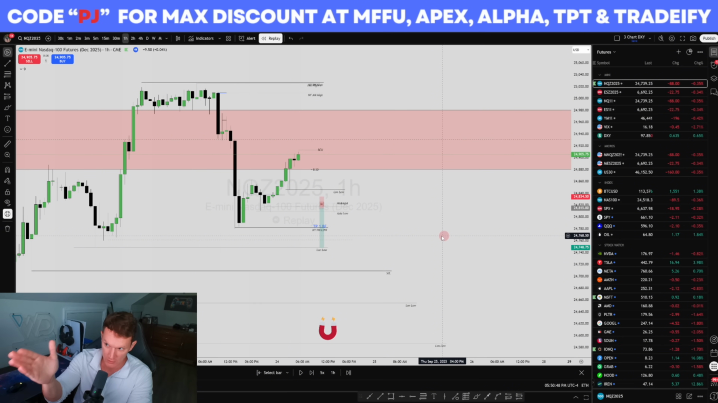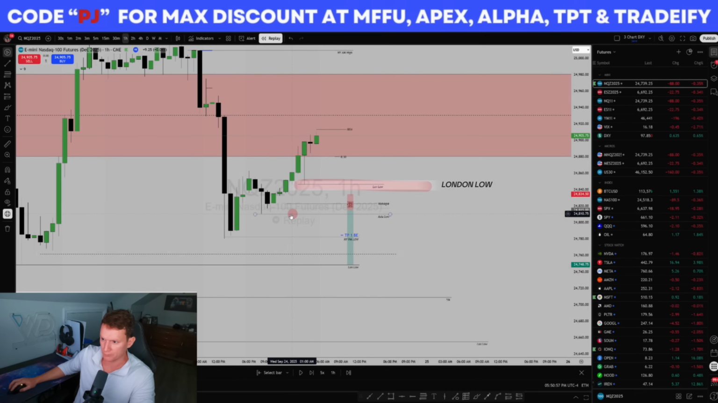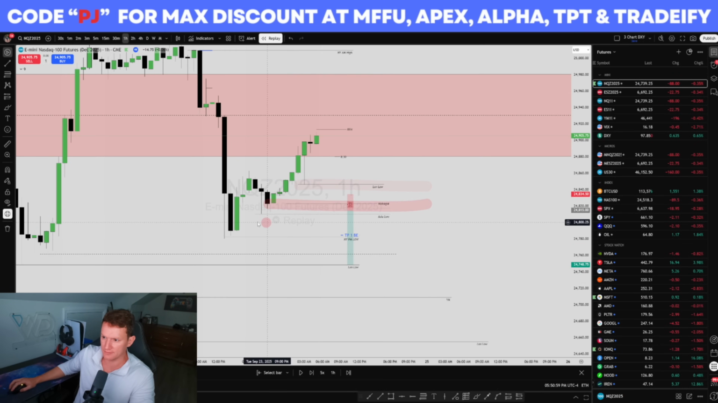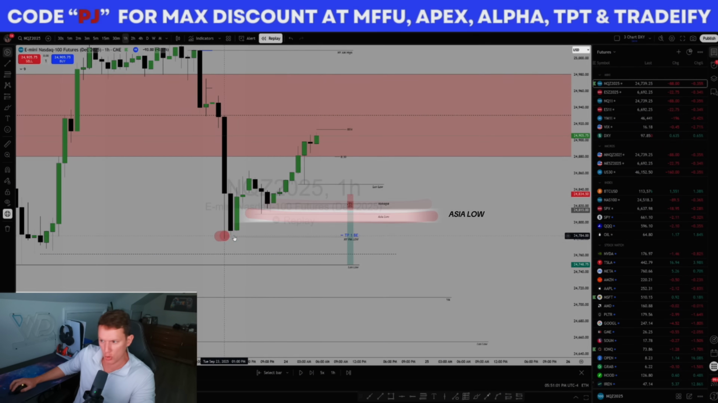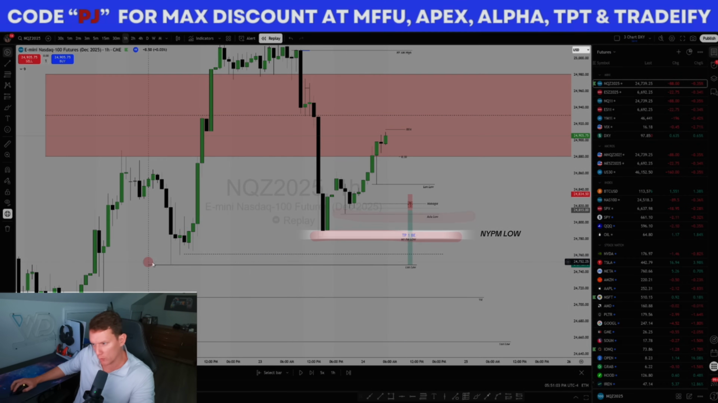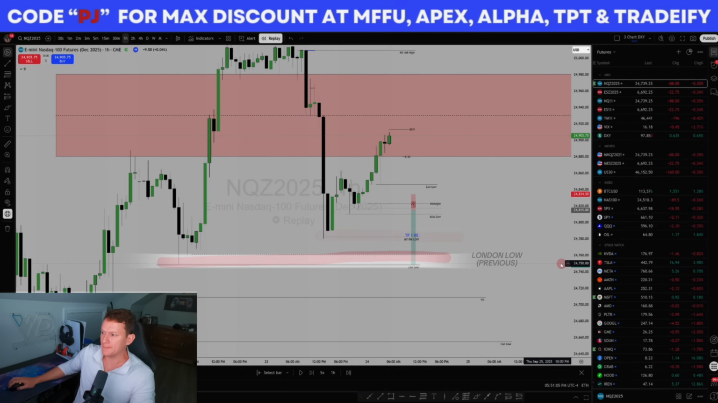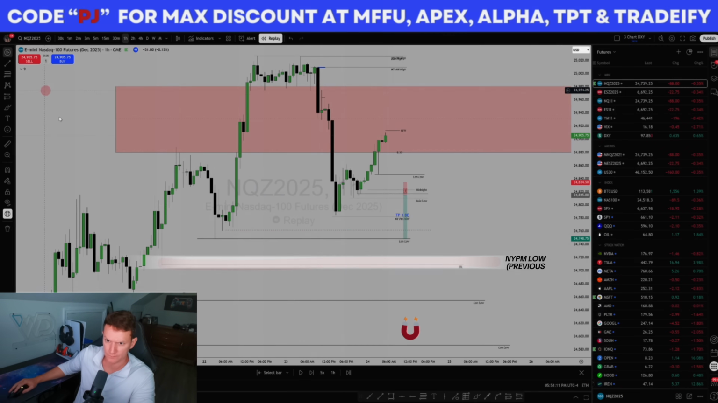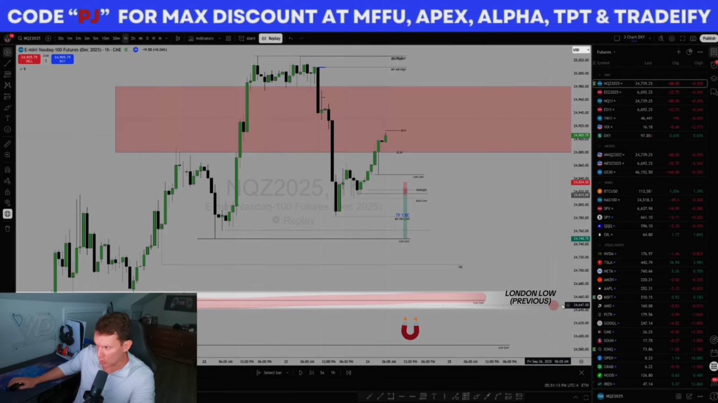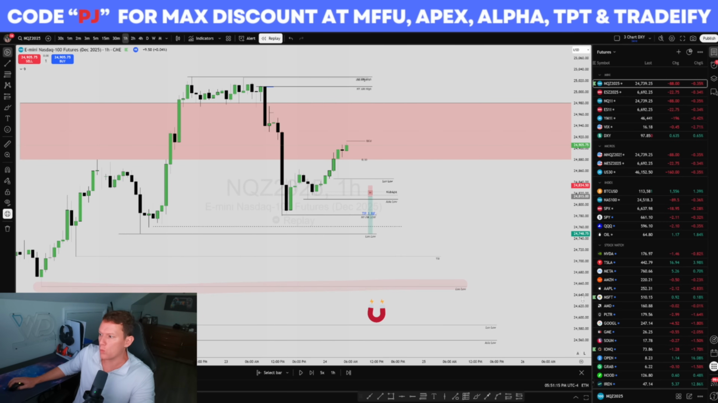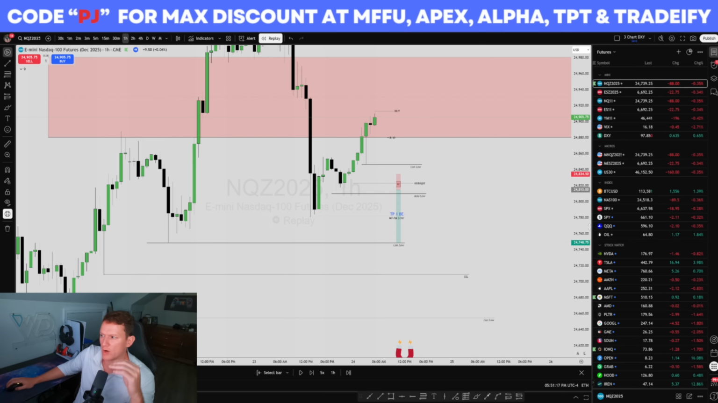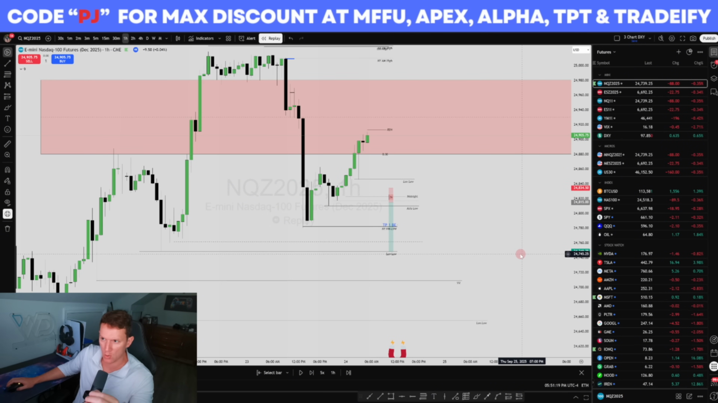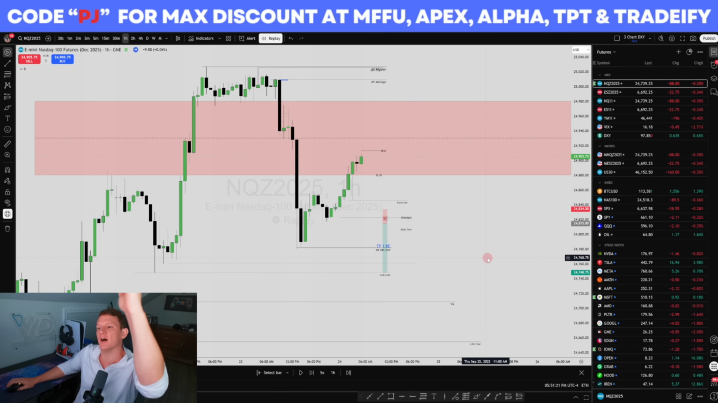And I'm trying to show you guys here, just by having on the chart, London low, midnight opening price, Asia low, New York PM low, old London low, okay? And even below that, sell side. I believe this is a New York PM low, London low, old London low. Okay. We have so much more resting liquidity below us than we do above us.